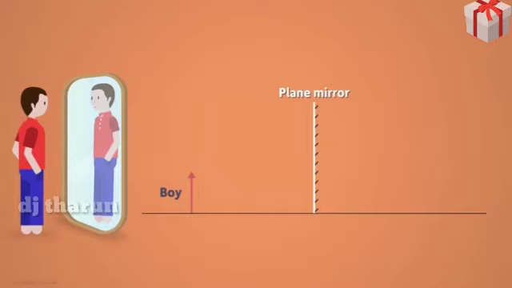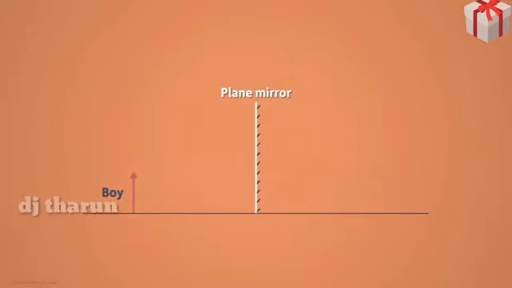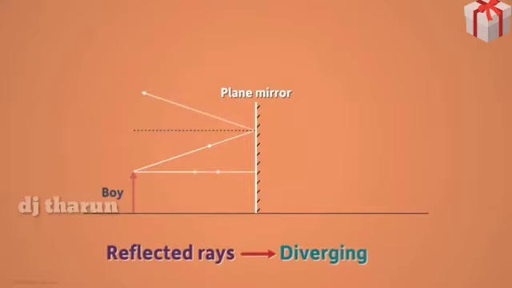For us, the light rays seem to come from the location present behind the mirror. For instance, consider a few light rays emerging from top of the arrow. All these rays are incident on the mirror and get reflected back. Yes, all the reflected rays will follow the laws of reflection. You see that all the reflected rays are moving away from each other, that is, they are diverging.